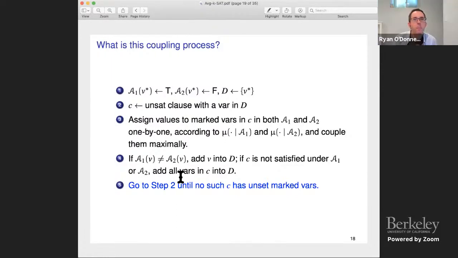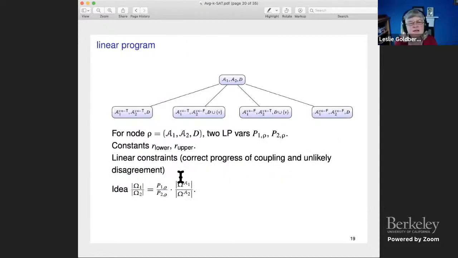Okay, thanks. Yeah, cool. Okay, so for this coupling tree, the linear program is going to have two linear programming variables for each node of the coupling tree. And we're not going to, in this talk, put down exactly what the constraints of this linear program are. But what you should think about is that the constraints essentially make the coupling behave properly. And there are constraints that say disagreement is pretty unlikely. That's the point of this linear program.